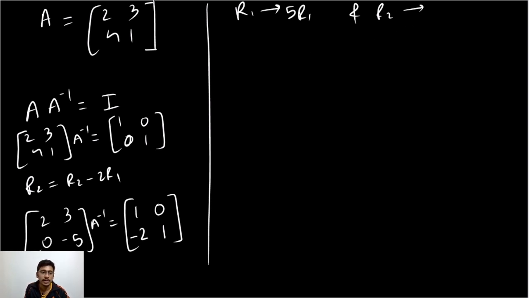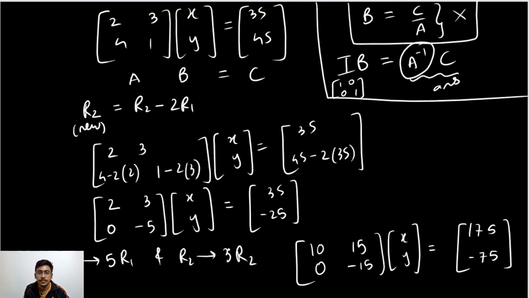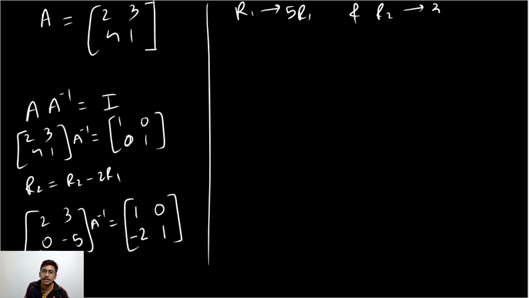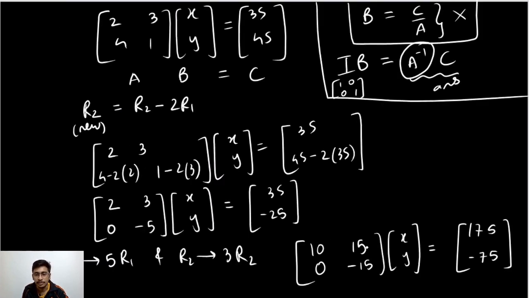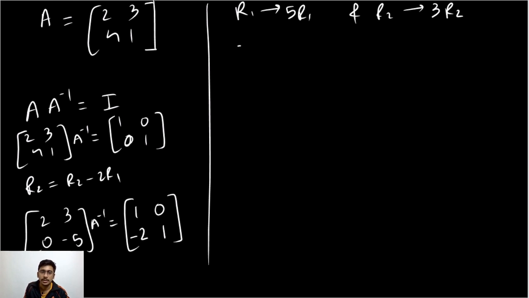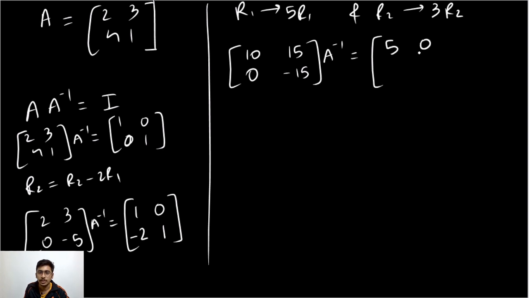And R2 becomes what? R2 becomes 3 times R2. So I'll write 3 times R2. So the matrix became this thing: 10, 15, 0, minus 15. A inverse is equal to what? So this is 5, 0, and it became minus 6 and 3, correct?